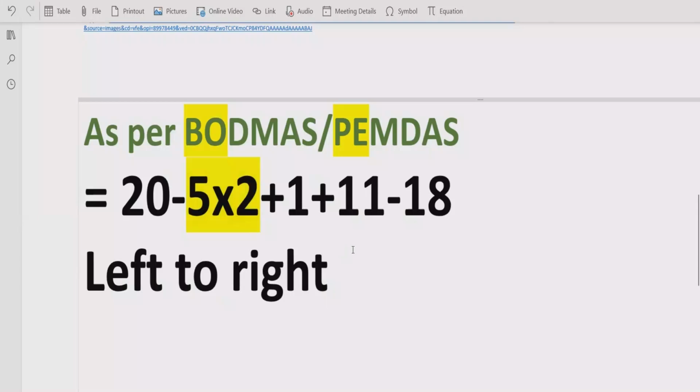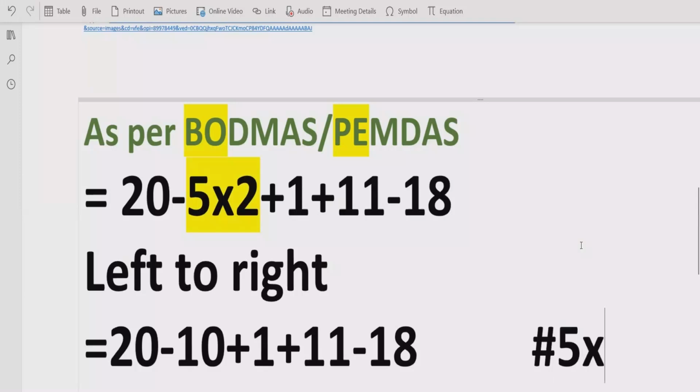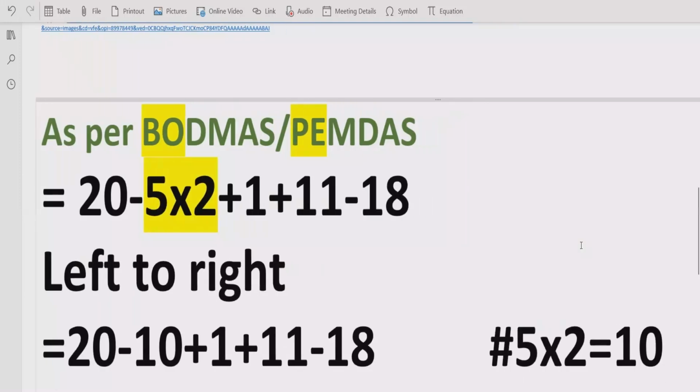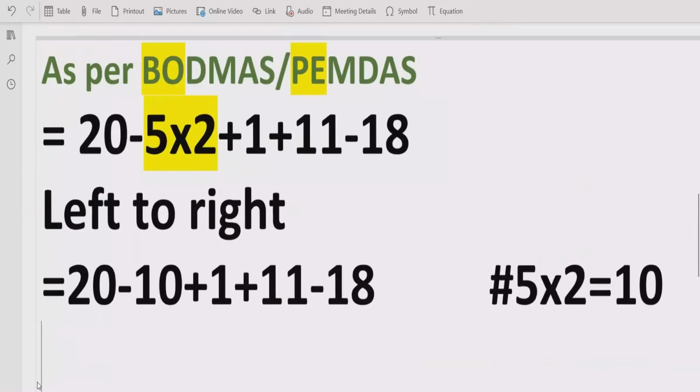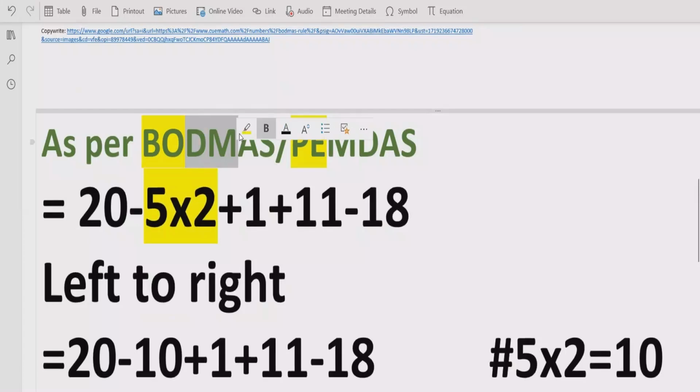We have 5 multiplied by 2, so 20 minus 5 multiplied by 2 is 20 minus 10 plus 1 plus 11 minus 18. We will write the rest as it is. And here we will give the reference: 5 multiplied by 2 equals 10. Now, move forward to the step of division and multiplication. Now we can see that we do not have any division and multiplication.